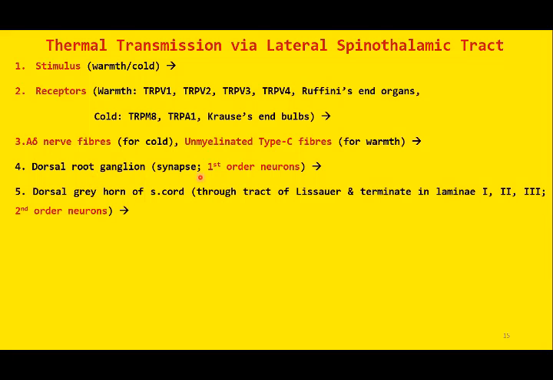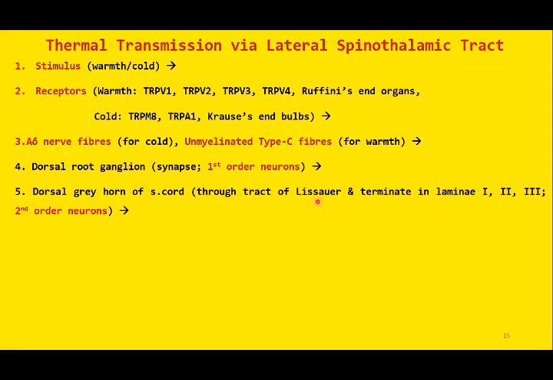So the first order neurons will arise from the dorsal root ganglion. Now these axons will enter the dorsal gray horn of the spinal cord, and through the tract of Lissauer, they will terminate at specific laminae. We have discussed the multiple laminae which are present in the gray horn, lamina 1, lamina 2, and lamina 3, where 2 and 3 are collectively known as substantia gelatinosa.